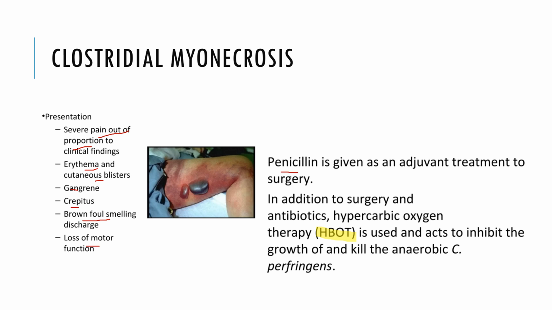Treatment is surgery, and penicillin is given as an adjuvant. In addition to surgery and antibiotics, hyperbaric oxygen therapy is also used because it inhibits the growth and kills the anaerobic Clostridium perfringens. So since Clostridium is anaerobic, you can also give hyperbaric oxygen therapy. The treatment is surgery. The pain is out of proportion. There can be gangrene and crepitus and blisters.